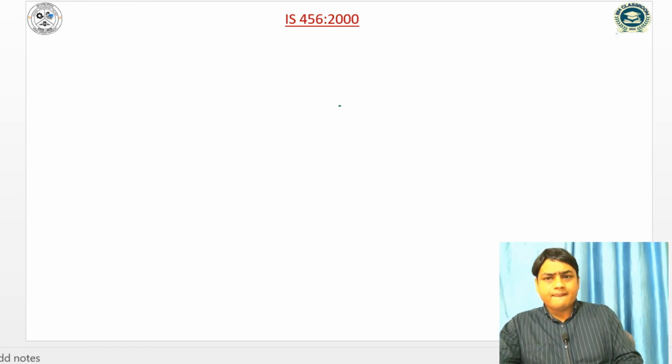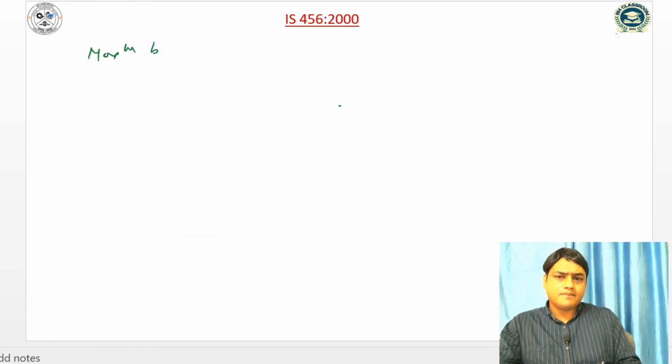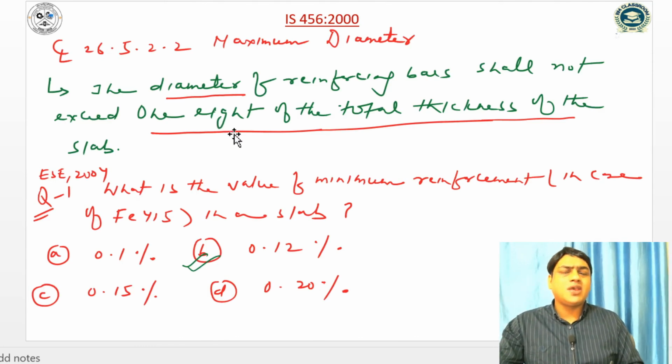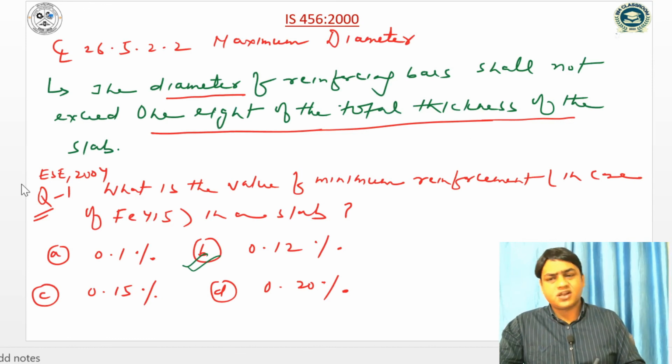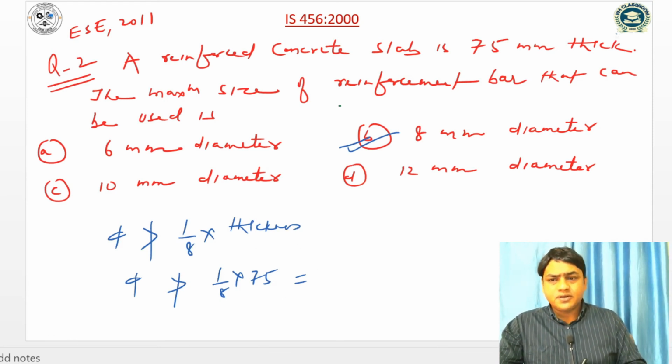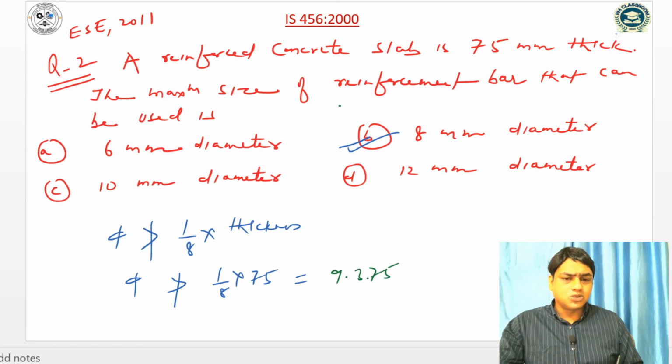So maximum bar size is equal to 8 mm, because code suggests that the diameter of the reinforcing bar shall not exceed 1/8 of the total thickness of the slab. So 1/8 into 75 is coming 9.375. So phi should not exceed 9 mm, but 9 mm bars are not available, so the option is an 8 mm diameter bar that we can provide.